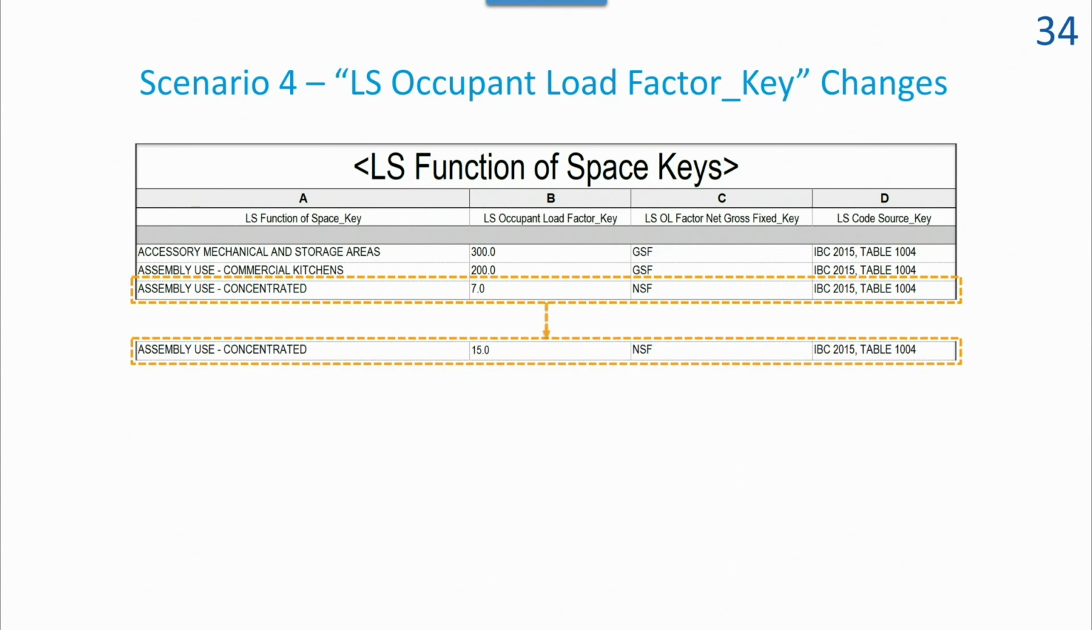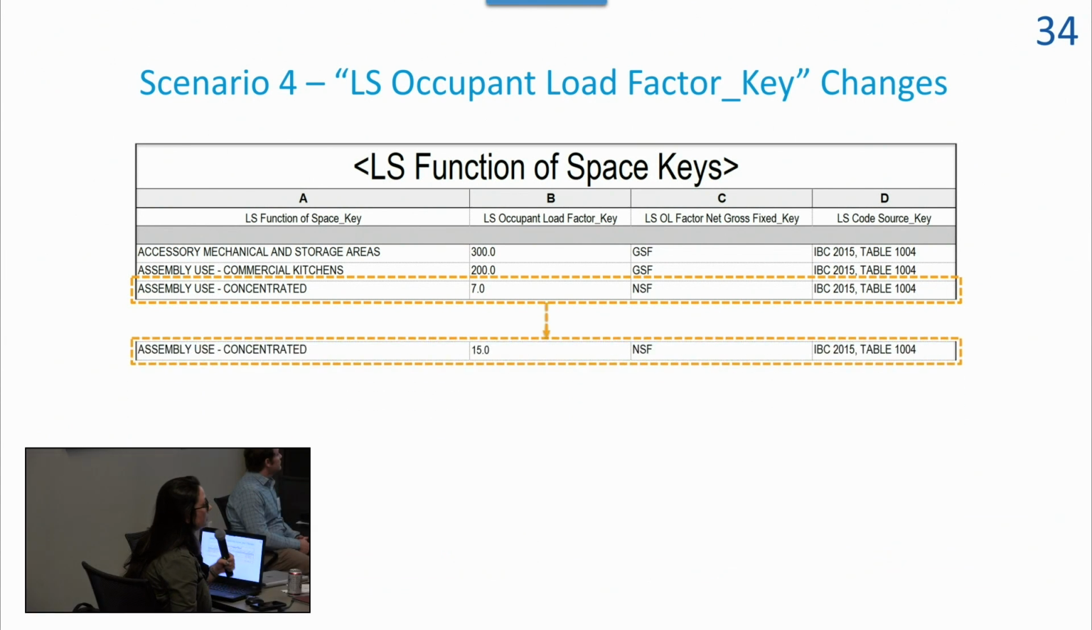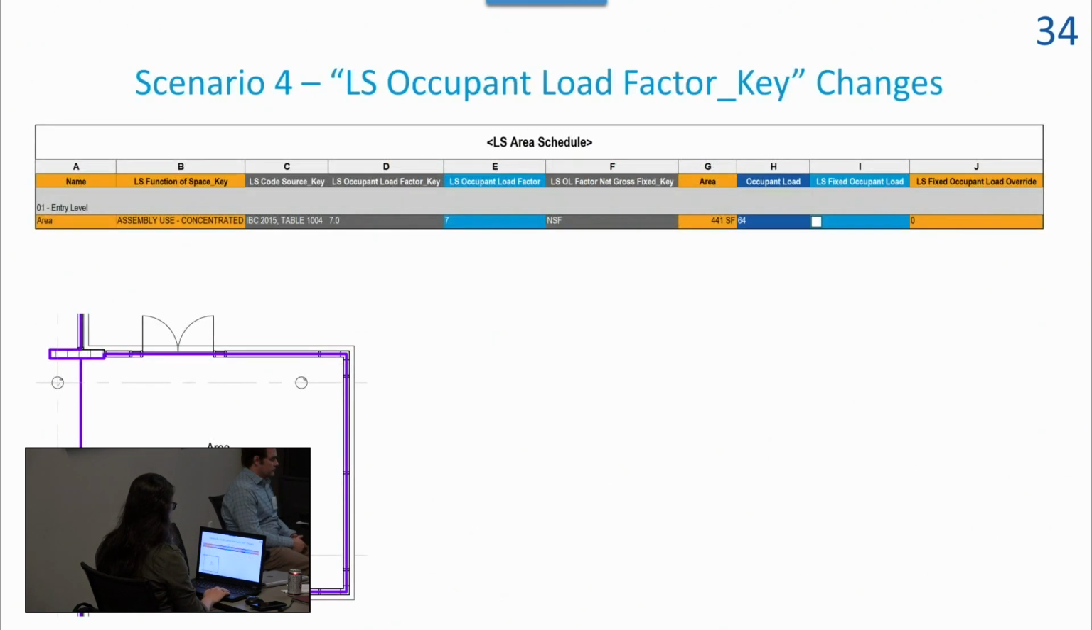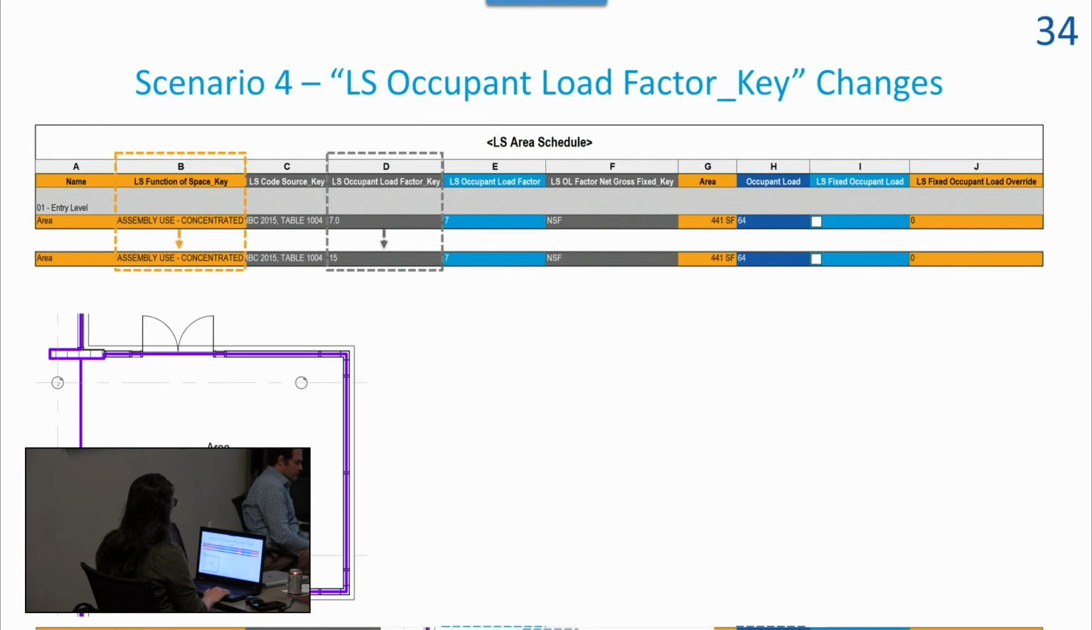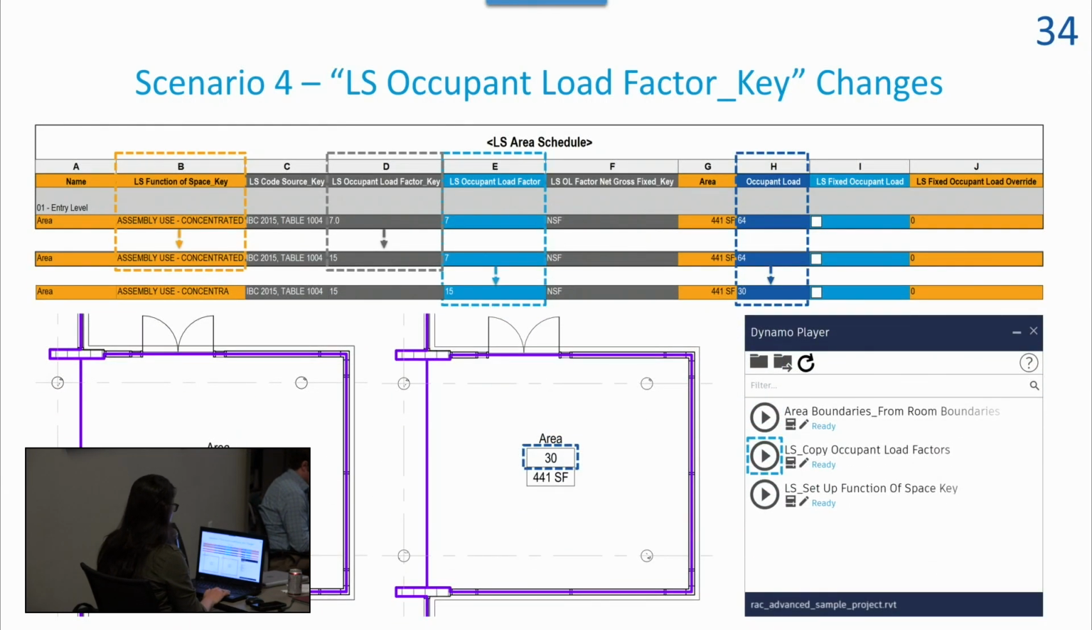Then let's just say that you talk with the jurisdiction, right? They'd say, oh, you don't need to use the 7, use the 15 occupancy load factor. So you change that in the background, right? But once again, it's not using that value. It's using the light gray or light blue value, so we're going to copy that value over. So essentially both of those processes, anything that changes your function of space key values, you're going to just copy the occupant load factors using the Dynamo script.